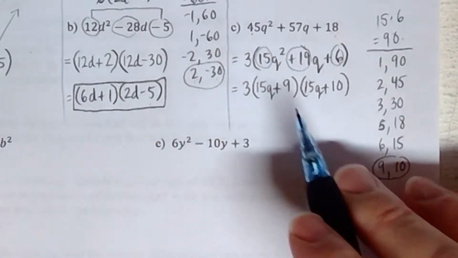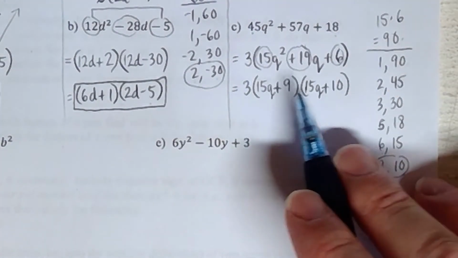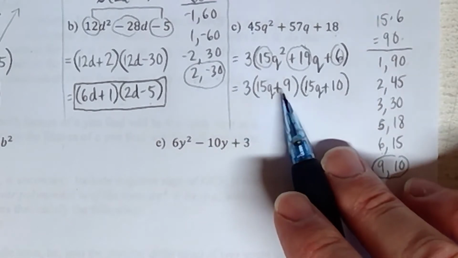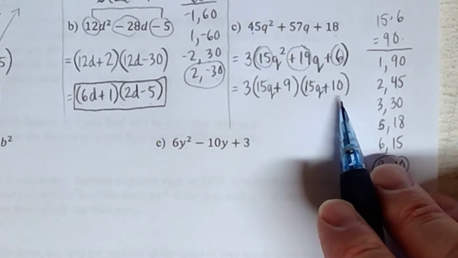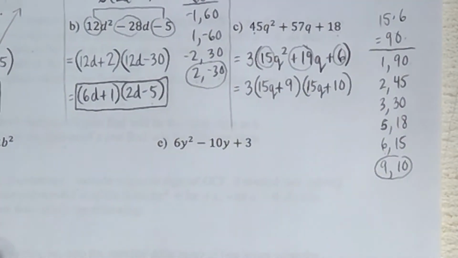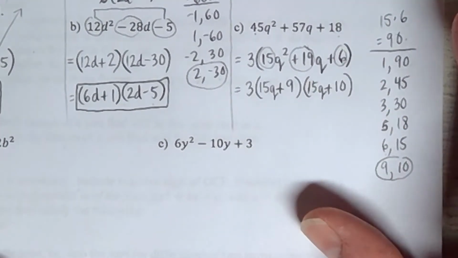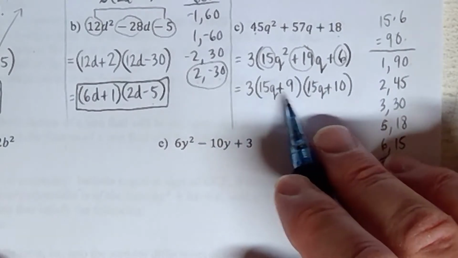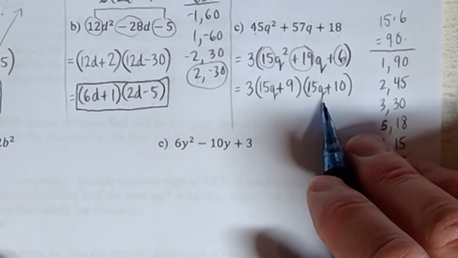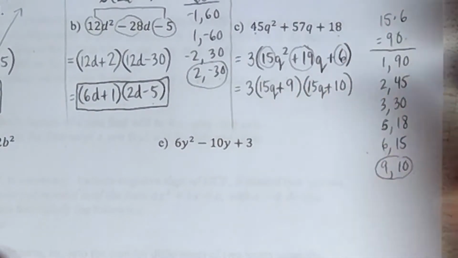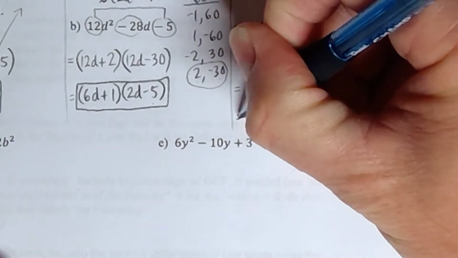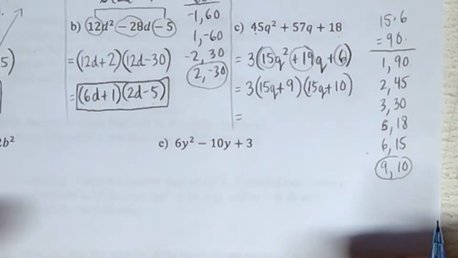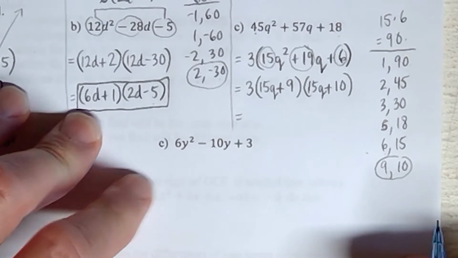Does it matter what order you put it in? No, it does not. Not in this step. You could put the plus 10 here and the plus 9 here. It's still going to give you the same two brackets. And as we mentioned in the last video, if you have two brackets being multiplied together, as long as they're the same two brackets, it doesn't matter which one goes first. The order doesn't matter when you're multiplying two things together. It's still the same thing.